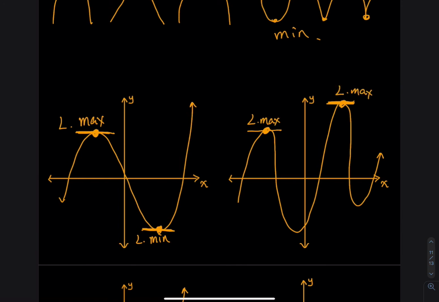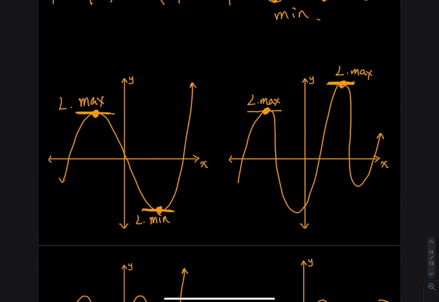And then what about local min? Local min, we have a point right here. We have a point right here. So going down, horizontal tangent, going up, going down, horizontal tangent, and then going up. So this is a local min, and then this is a local min. And then this is an arrow. That means the graph keeps going all the way to the left and then all the way to the right. And then let's take a look at two more.